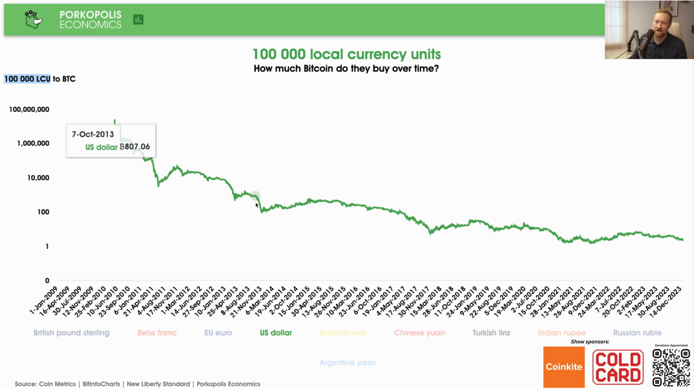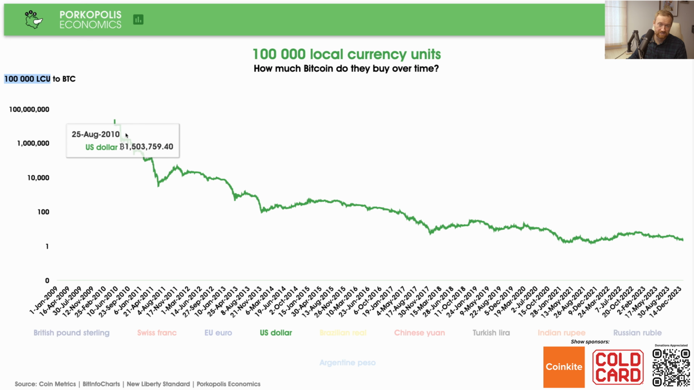The point is, 100,000 local currency units is going to give us a good picture to see how much that respective currency could buy over time. All right, so the point is, with roughly $100,000 in 2010, you could buy the whole network of the future in USD Bitcoin terms. Okay, so just a massive number.